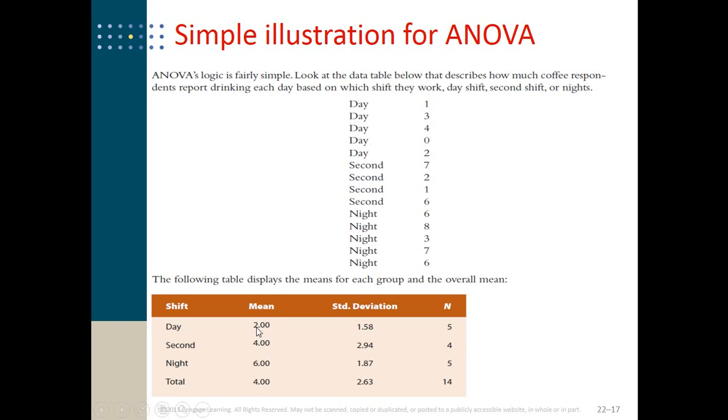Then for each group, for example, your mean is 2, but it has individual observations 1, 3, 4, 0, 2. So we calculate the variance between these individual observations and the group mean. So what we get is the within group variance. So first one was between group variance, then within group variance.